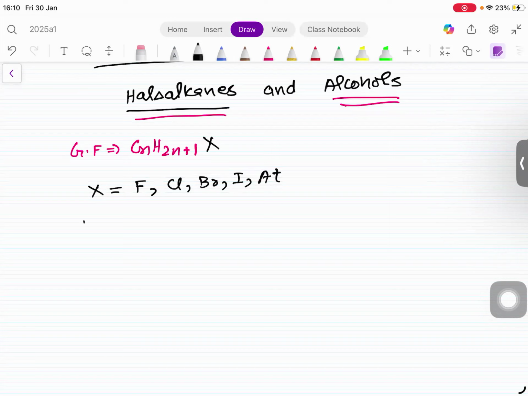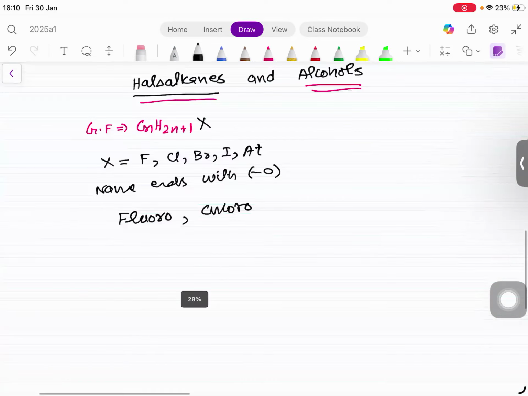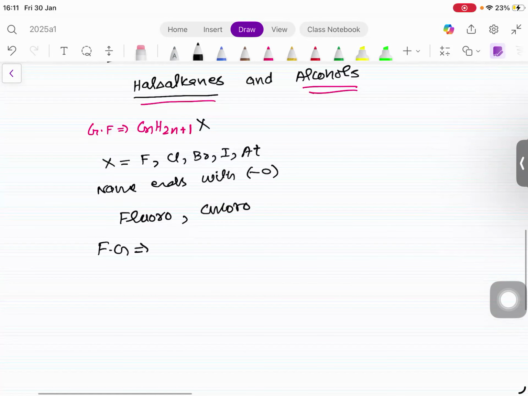Over here, their name, keep in mind, ends with o. So you don't call them fluorine, you call them fluoro. You don't call them chlorine, you call them chloro, and so on. Their functional group, as I told you, is X. X means any halogen, either fluorine, chlorine, etc.